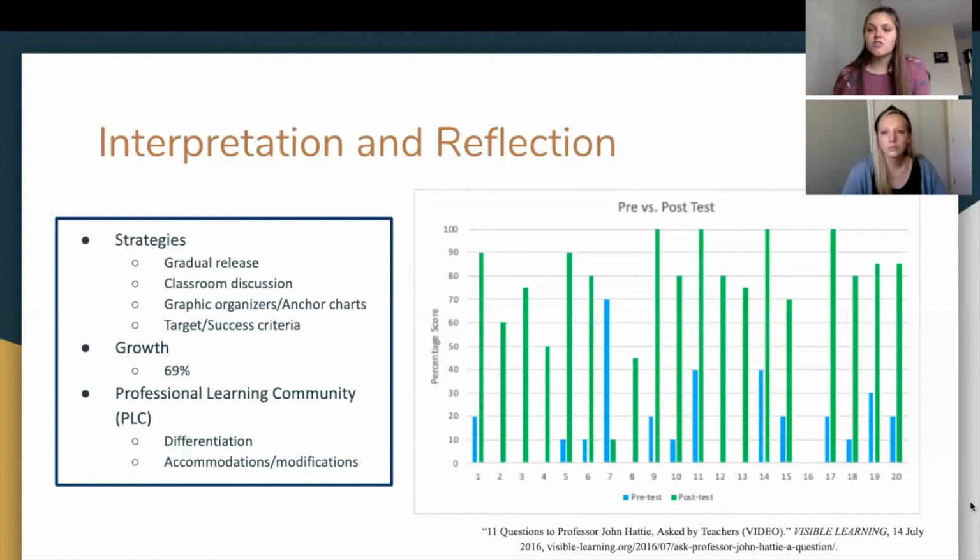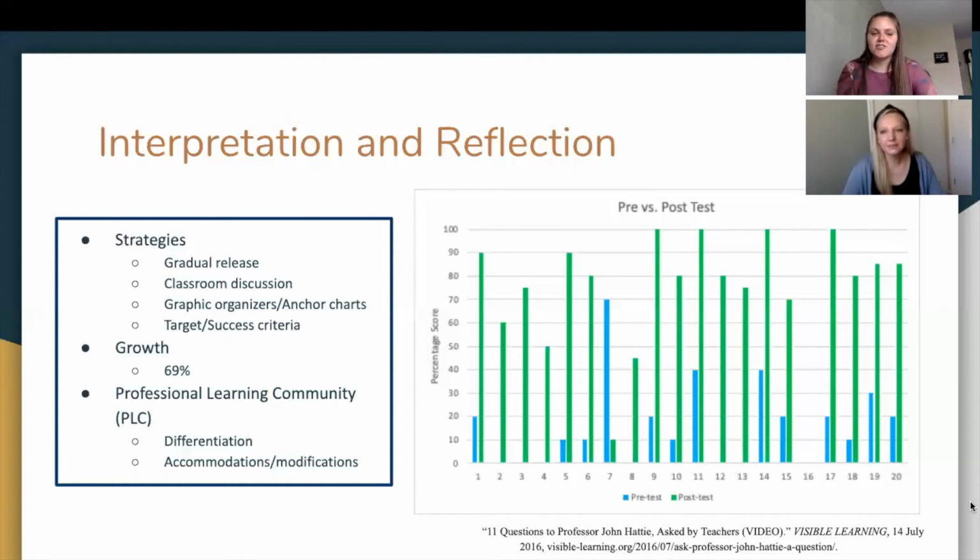And target and success criteria, as mentioned in the daily lesson plans, this creates a clear way for the students to know when they are successful at the end of the day. We don't want them waiting until the whole unit is over to know if they're successful. We want them to know if they're successful every day. And the target and success criteria provides that for the students. Overall, there is a 69% growth for these students, which is so awesome to celebrate.